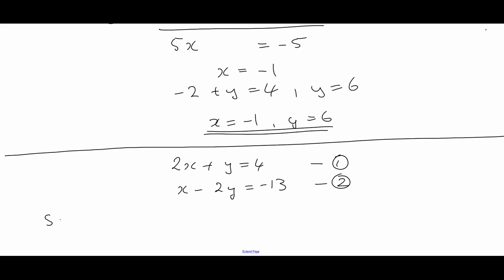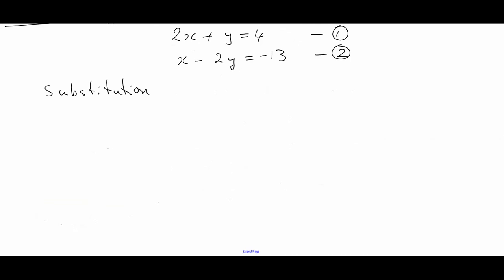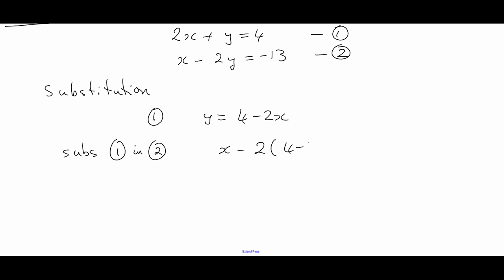Alternatively, we could have used a technique called substitution to solve the equations. With this technique, we make x or y the subject of one of the equations. For instance, in equation 1, we could write y equals 4 minus 2x by subtracting 2x from both sides, and then substituting 1 in 2 would make x minus 2y, which we can write as 4 minus 2x, is minus 13.